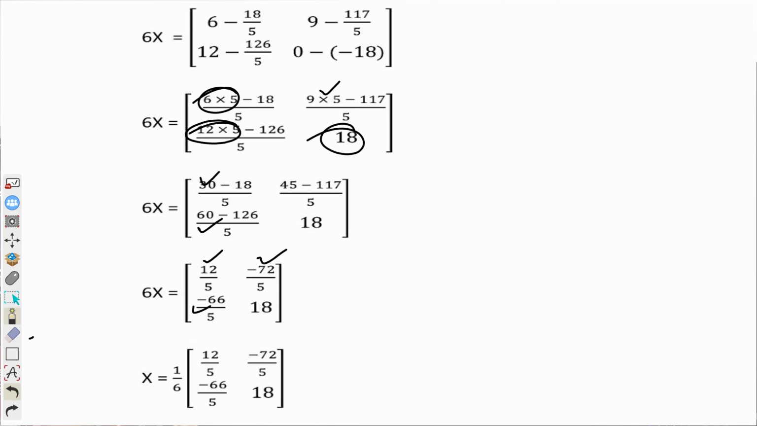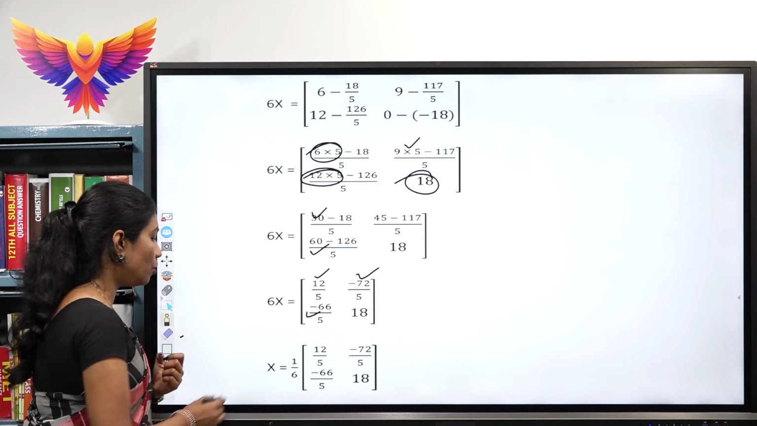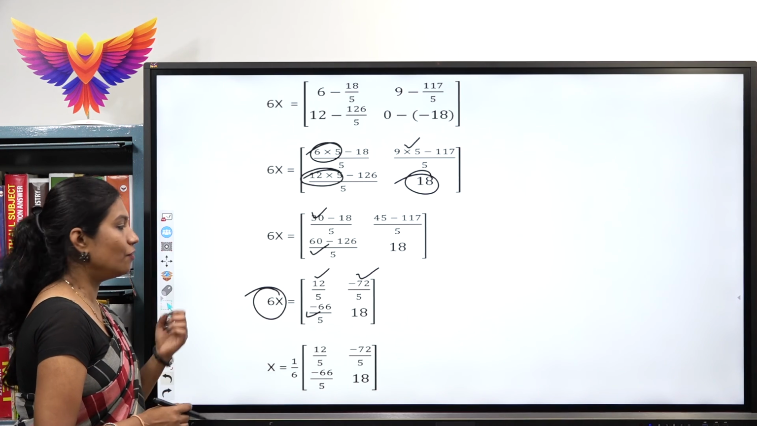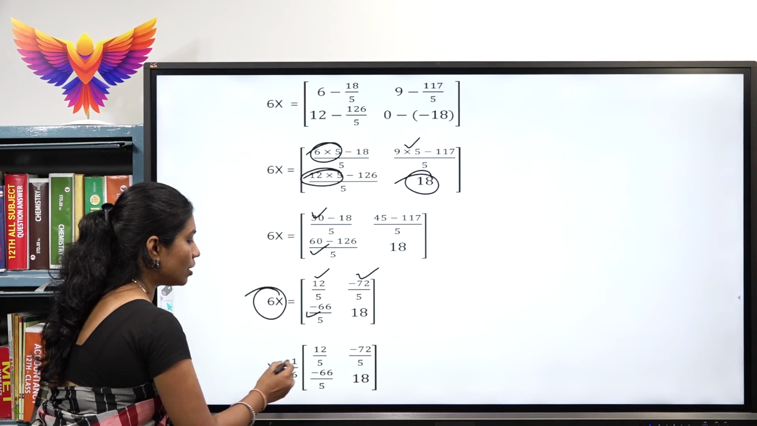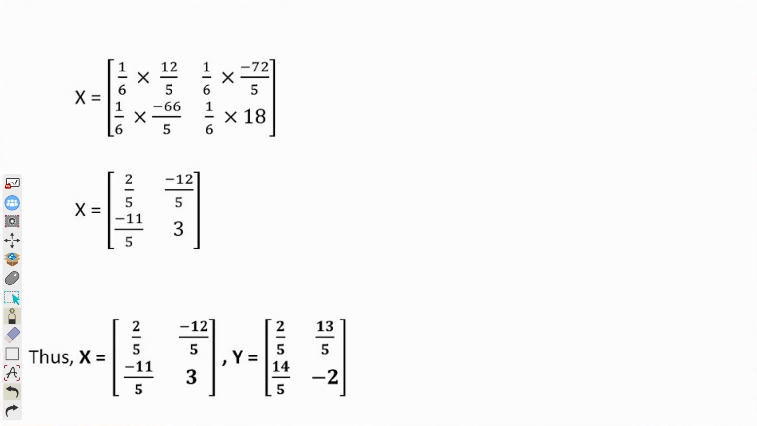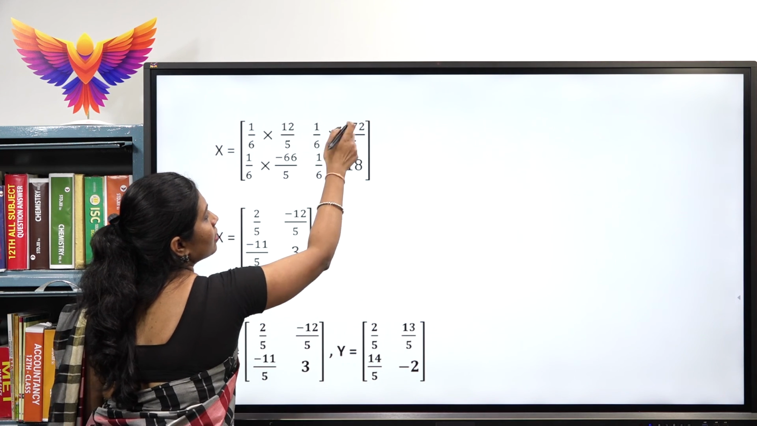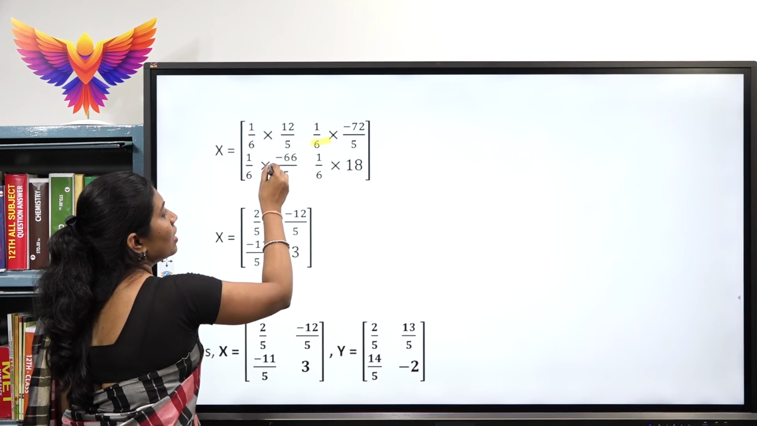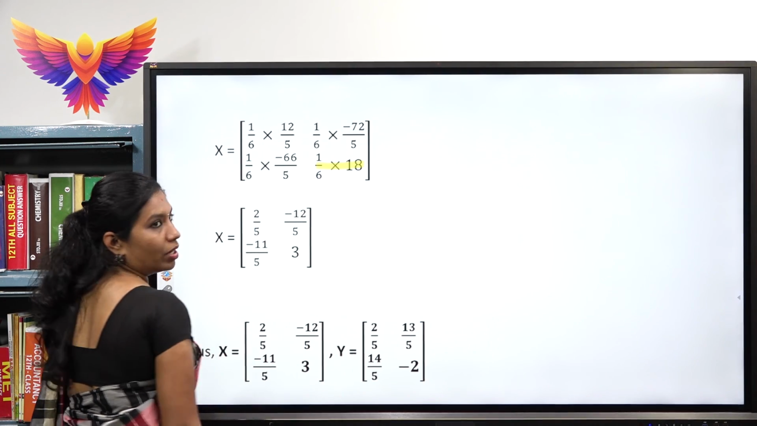I need the value of the unknown variable here which is x. I do not want 6x. So, what I will do, this 6x whatever I have, I will be taking it to the right hand side by dividing the matrix whatever we have. So, x is equal to 1 over 6 of the complete matrix which we have considered. To find out the value of x here, I have to divide each and every element by 6, which is 12 by 5 over 6, the same way minus 72 by 5 over 6, minus 66 by 5 over 6, the same way 18 over 6.